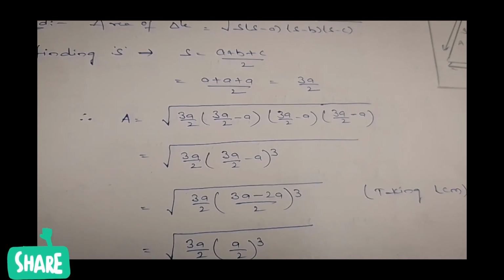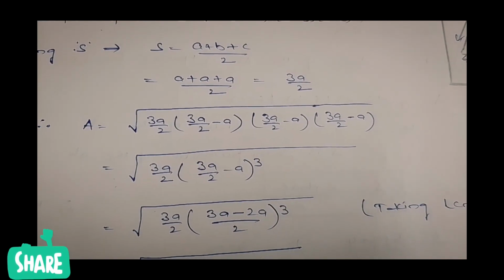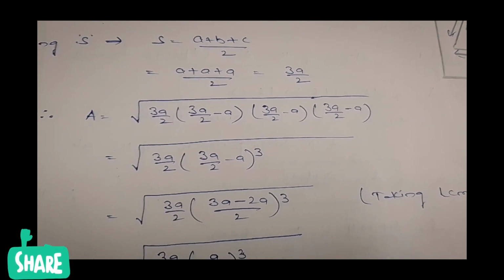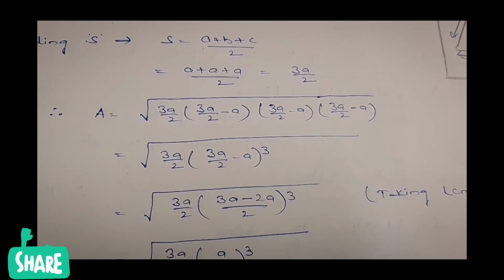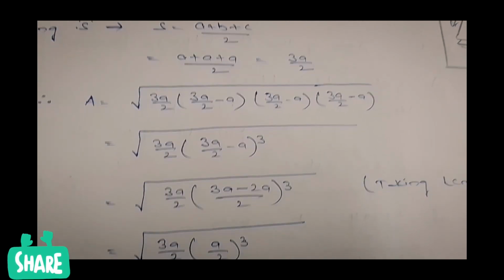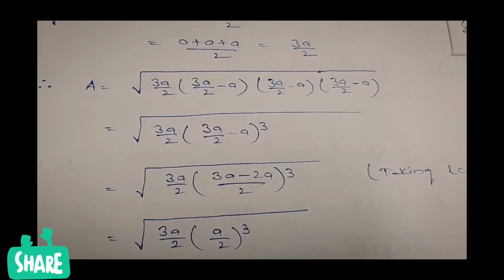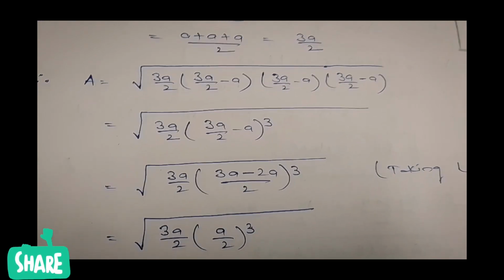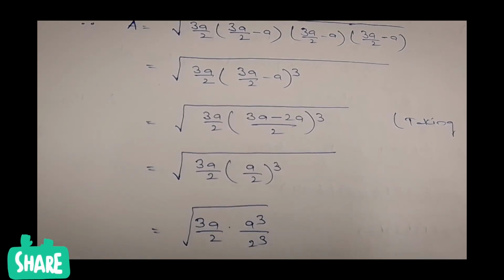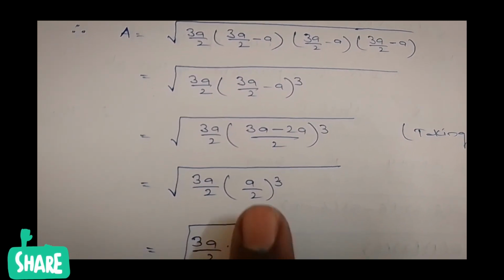So what do we get? Area equal to under root of 3A by 2 into 3A by 2 minus A, 3A by 2 minus A, 3A by 2 minus A. Because all the values are the same here, we get the same values for A, B, C also. So 3A by 2 minus A is repeated 3 times, which is why I have taken it as a cube here. Then take the LCM, which is 2.